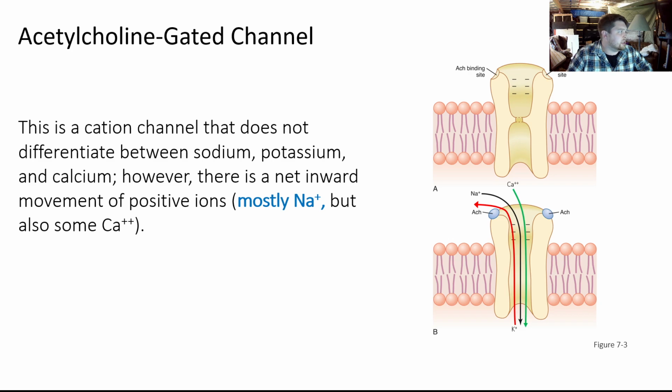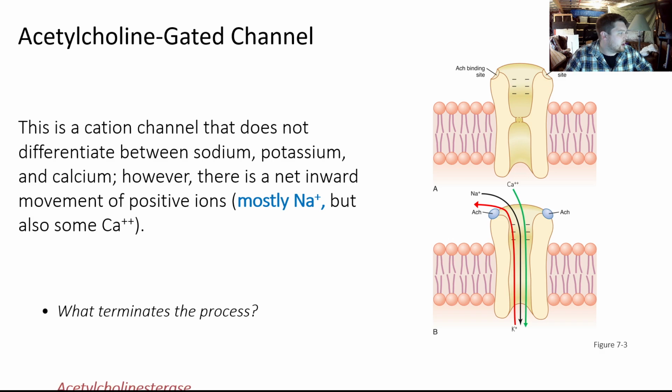Here are those acetylcholine-gated channels. Like we said, mostly sodium, but also some calcium, and we can also have potassium leaving. So sodium, calcium, potassium. Remember, these are acetylcholine-gated cation channels. These are not voltage-gated channels. These are ligand or chemical-gated channels.